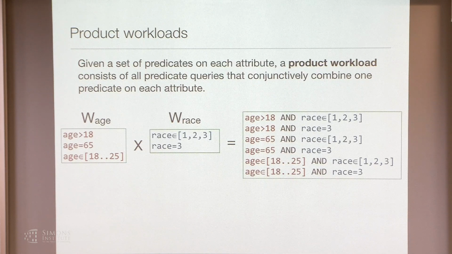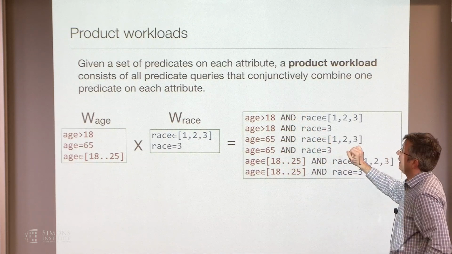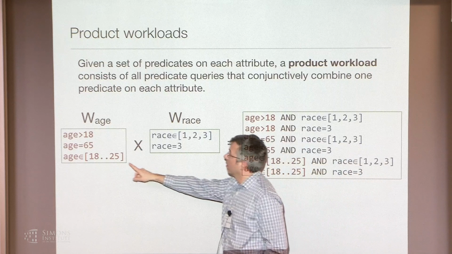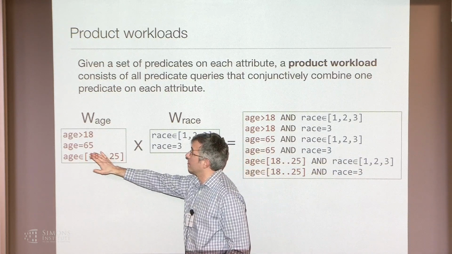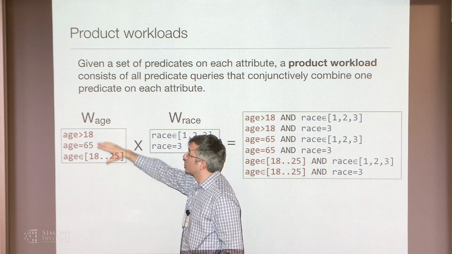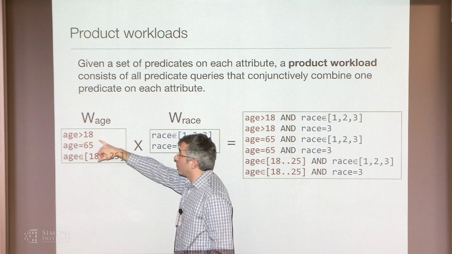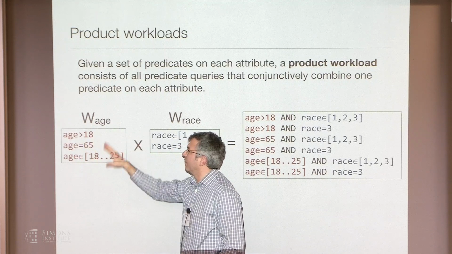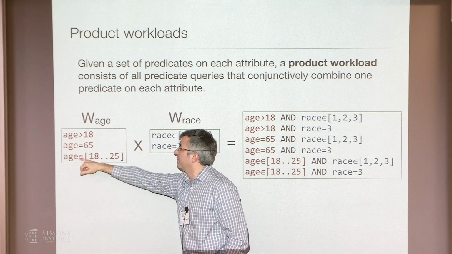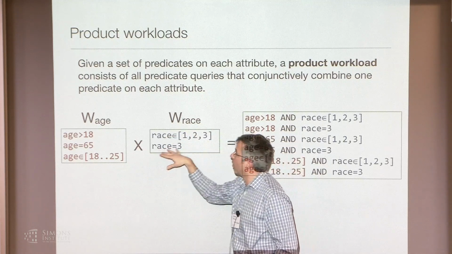Okay, so what I want to describe is the structure in these workloads. I'm going to define a product workload as a kind of cross product of Boolean conditions on attributes. If I describe a sub-workload on age, I have one condition which is age greater than 18. They don't have to be independent, but age equal to 65, age in this range. Then I have some other conditions on race, and I take the cross product of these.